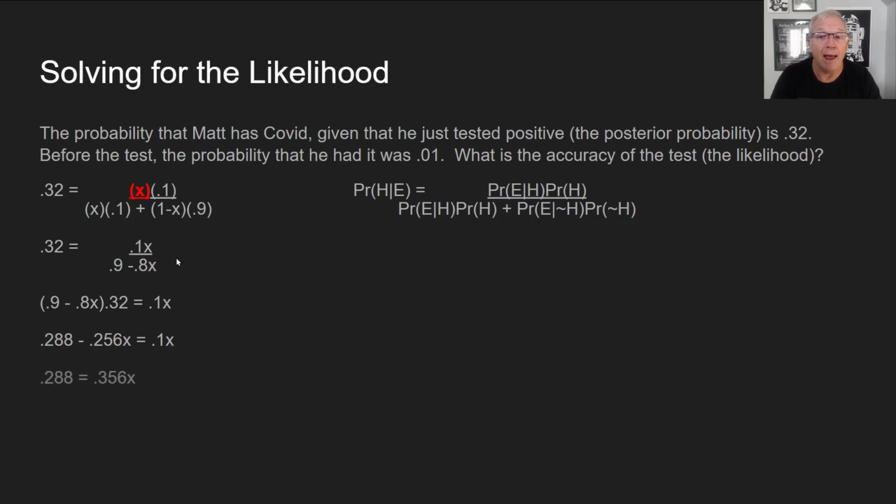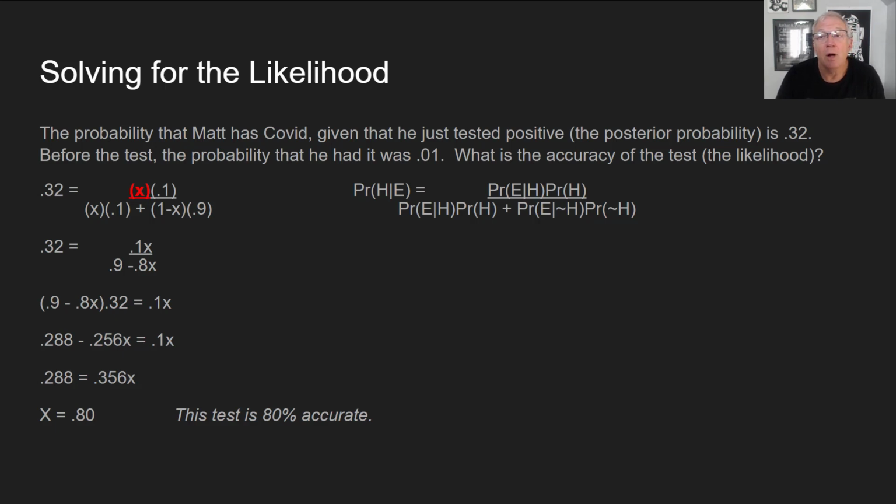And now I can add 0.25x to both sides to get the x isolated on one side and a number on the other. If you look at that, you'll see how that works. And then divide both sides by 0.356 and run the division, and we get 0.8.